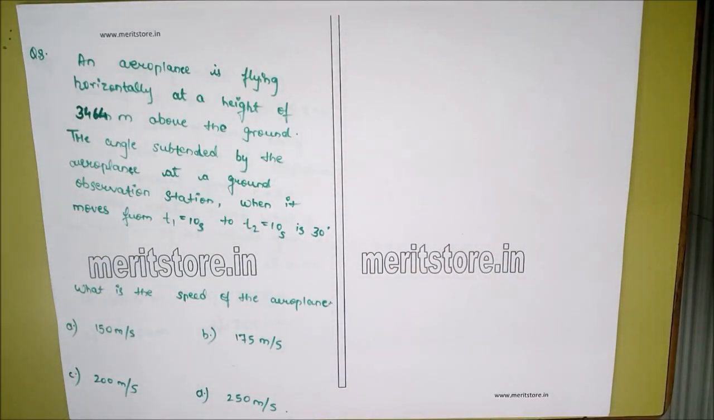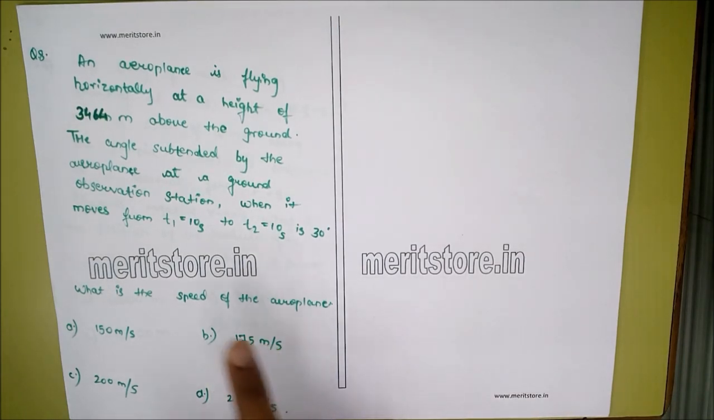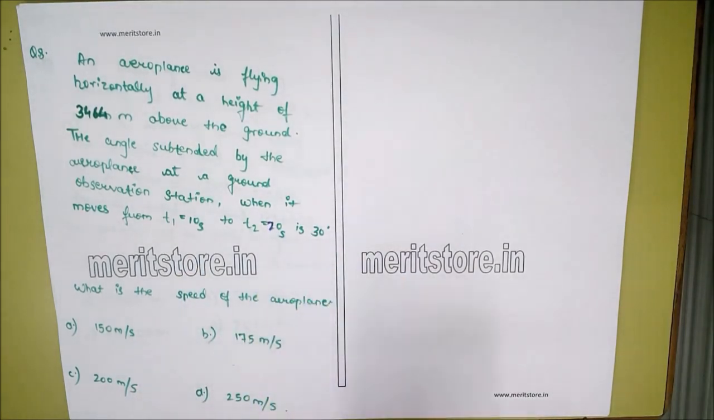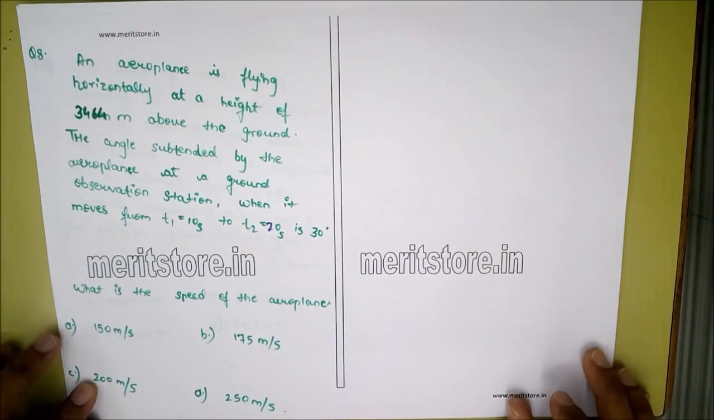An aeroplane is flying horizontally at a height of 3,464 meters above the ground. The angle subtended by the aeroplane at a ground observation station when it moves from T1 equals 10 seconds to T2 equals 20 seconds is 30 degrees. What is the speed of the aeroplane? The options are 150 meters per second, 175 meters per second, 200 meters per second and 250 meters per second.